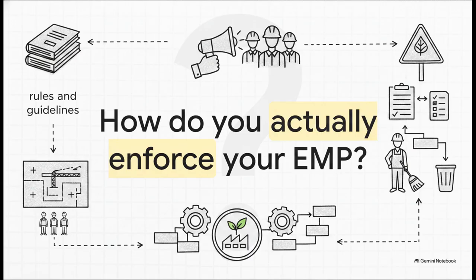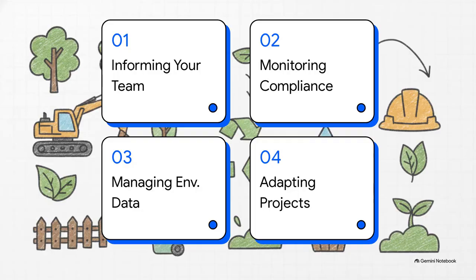And to pull it off, you need a highly systematic approach. Okay, let's dive into this. We're going to break this whole process down into 4 critical stages. First, informing your team. Second, monitoring site compliance. Third, managing environmental data. And finally, adapting to new projects. Think of this as your roadmap from paper to practice.